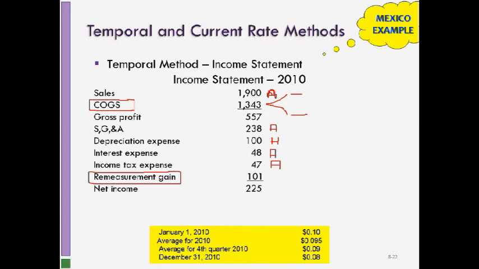Step one, we are doing these translations. Step two, we need to look at cost of goods sold, don't we? So how are we going to do cost of goods sold? Well, this is the tricky part, and I've got some workings here so we can work this out properly.